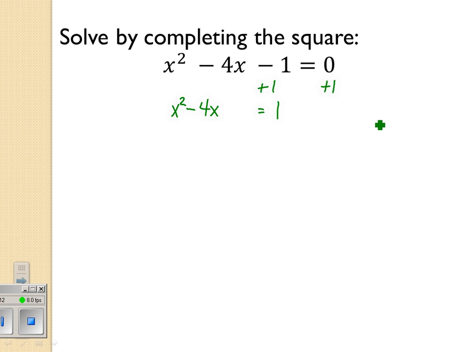Notice in this one that our b term is equal to negative 4. Our next step said take half of that. So half of b would be negative 4 over 2. Squaring that gives us negative 2 squared, or 4. So taking half of b and squaring it results in 4. That is what we are going to be adding to both sides of our equation.